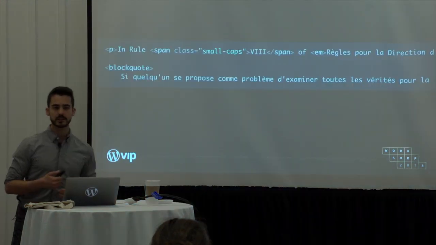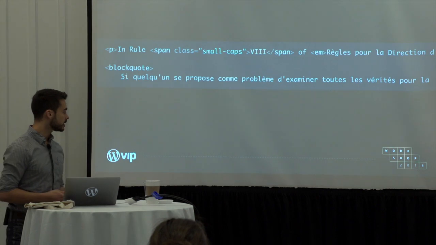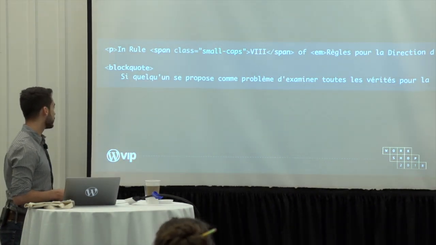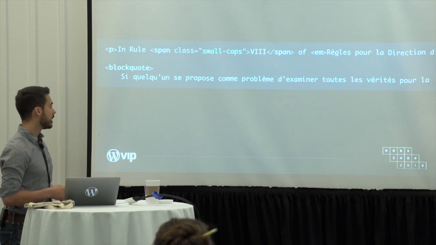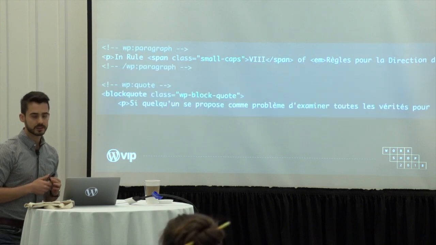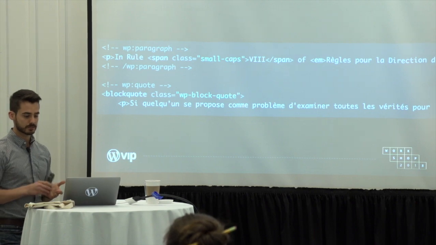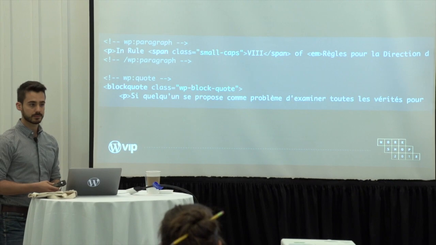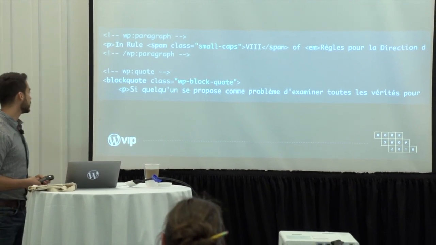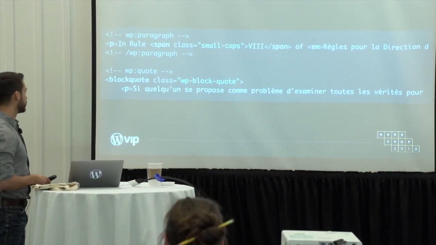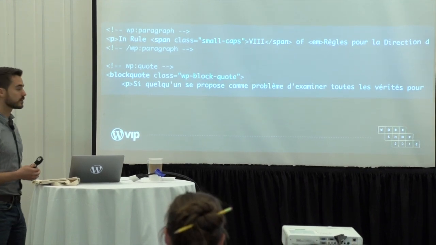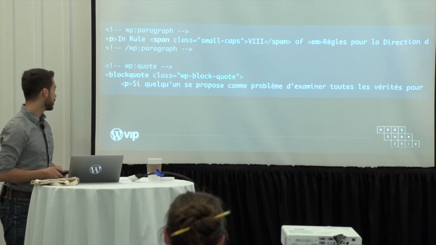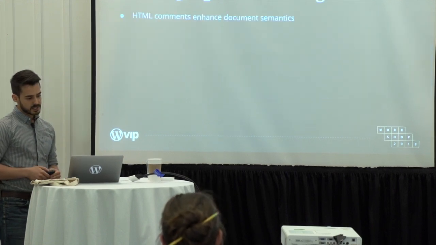So before Gutenberg, content is serialized as HTML in post content. And this would be its shape. We have one paragraph with a span and then a block quote. In Gutenberg, nothing really changes in the way that content is persisted. First of all, it's still HTML, and it's still serialized in post content. The main difference is really that now we have the famous or infamous HTML comments that serve as boundaries to our content. So in the first case, paragraph, in the second one, quote.